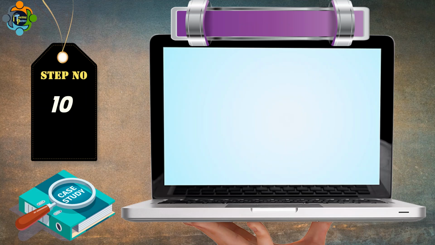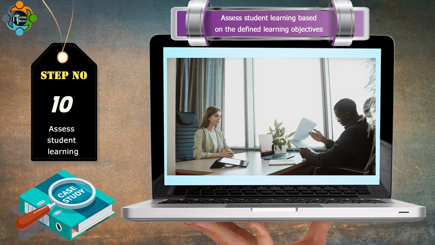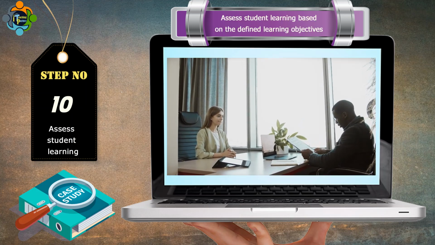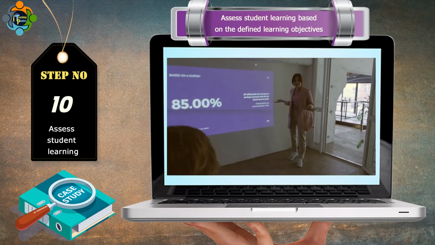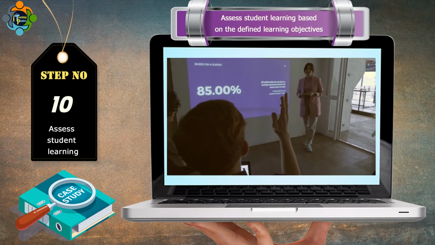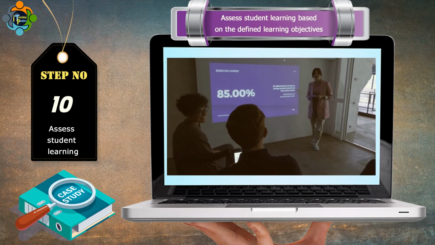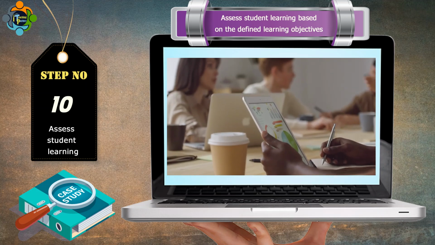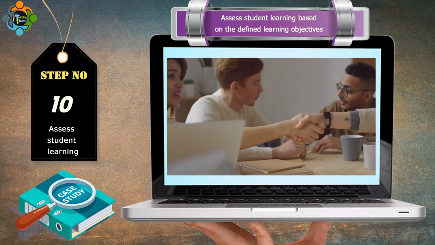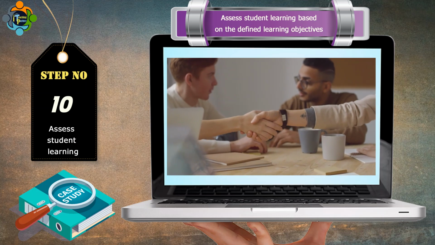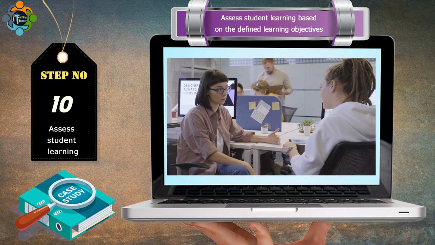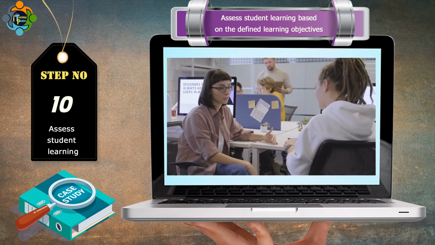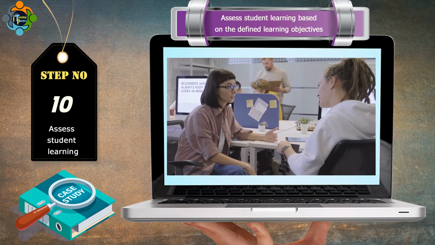Finally, step number 10. Assess students' learning. Assess student learning based on the defined learning objective. Use a variety of assessment methods such as written assignments, presentations, or group discussions to evaluate students' understanding and application of the case study concepts. For example, you can assign a written report where a student analyzes the case study, proposes solutions, and justifies their recommendations. You can also assess their understanding through class presentation or group discussions where they present their analysis and engage in critical thinking.